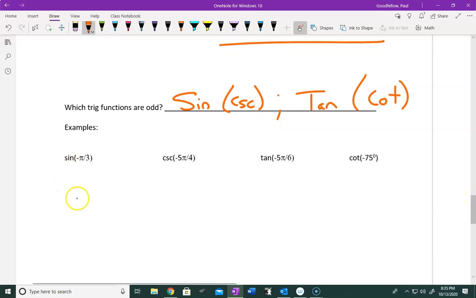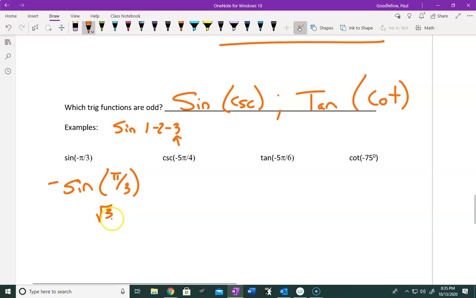Now, what's this one going to be? It's really going to be sine of pi over 3, but I can't just delete the negative. It moves to the front is what's going to happen. Sine is 1, 2, 3, and that pi over 3 column is this one right here. So the answer must be root 3 over 2, first quadrant.